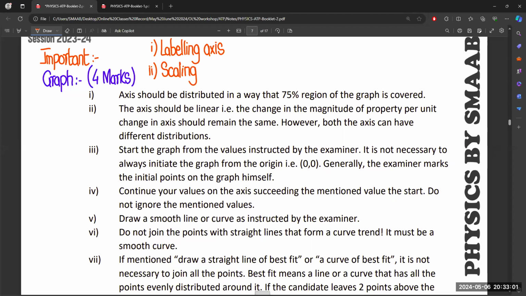Sometimes scaling is already given on the graph, but most of the time the graph is completely empty. You have to take values on the x-axis and y-axis by yourself, because they also want to assess how you complete the graph by yourself from start till end.